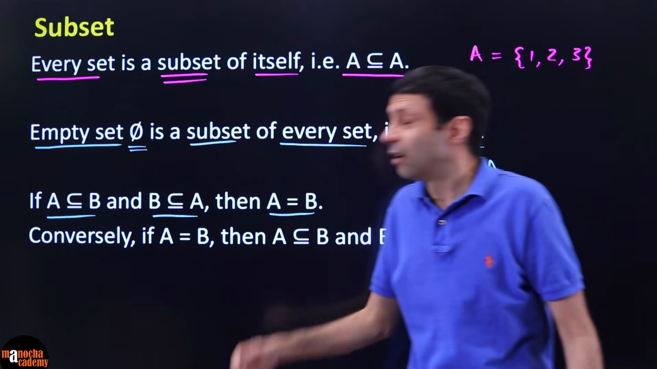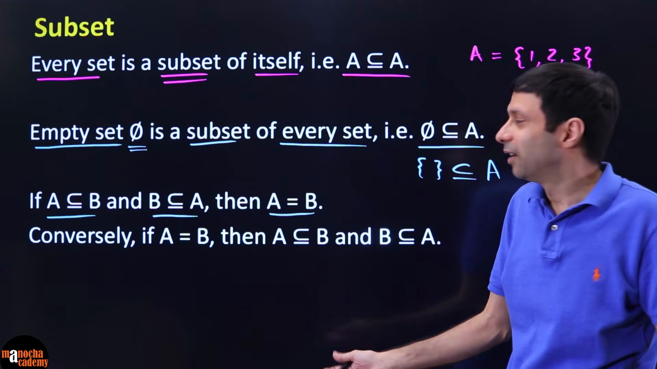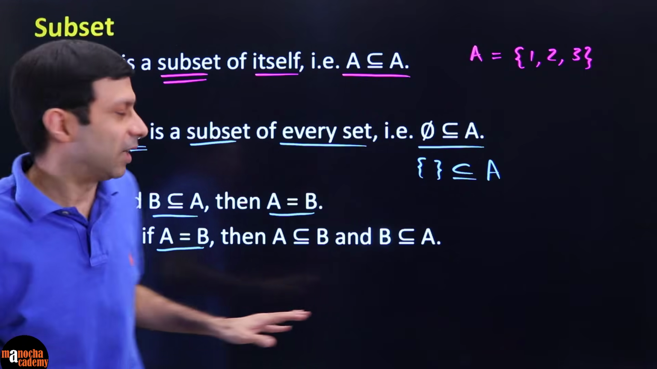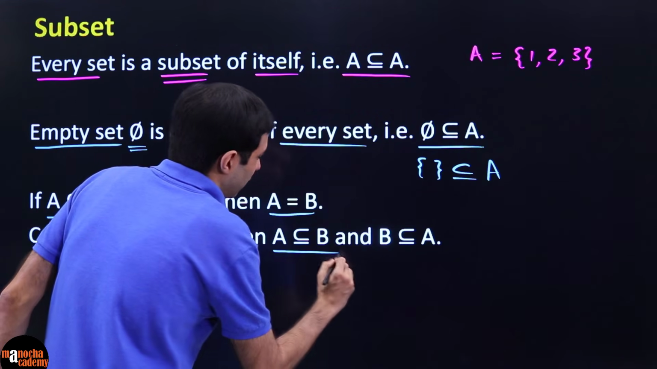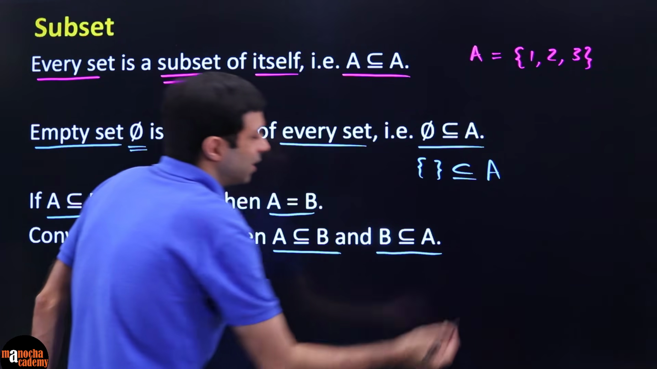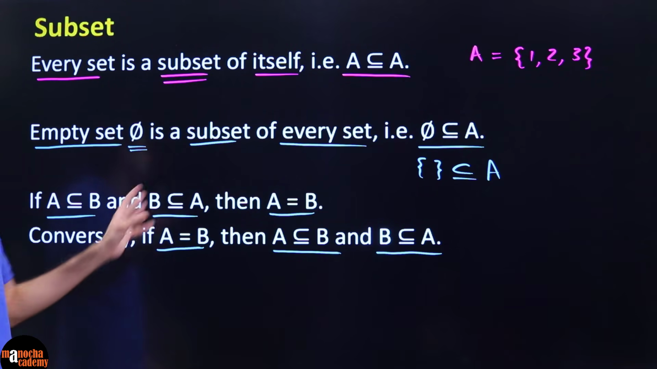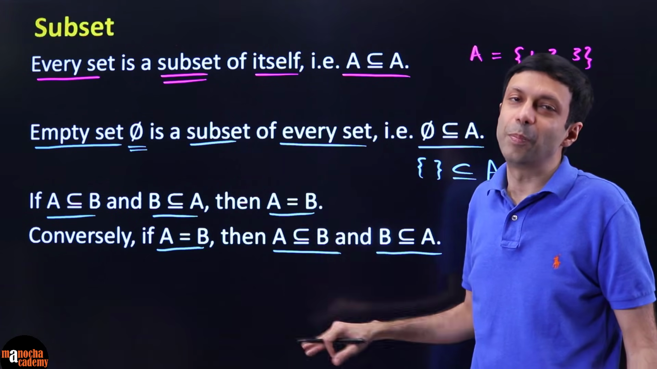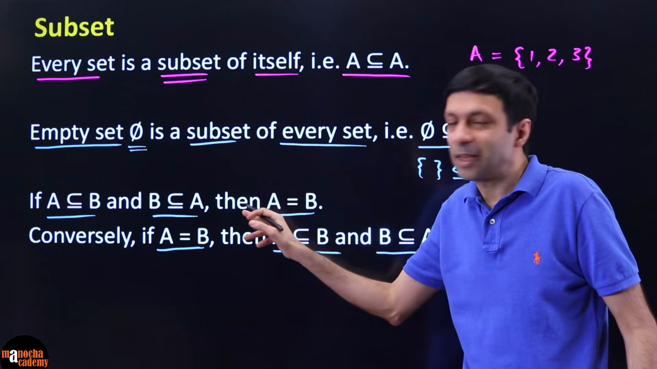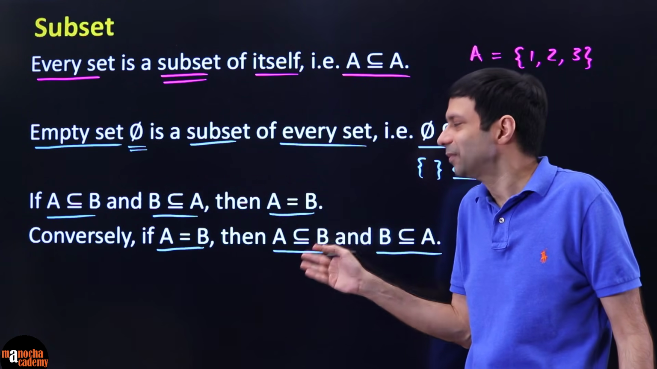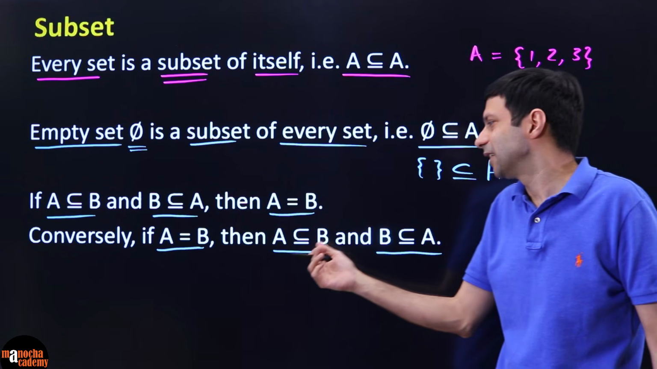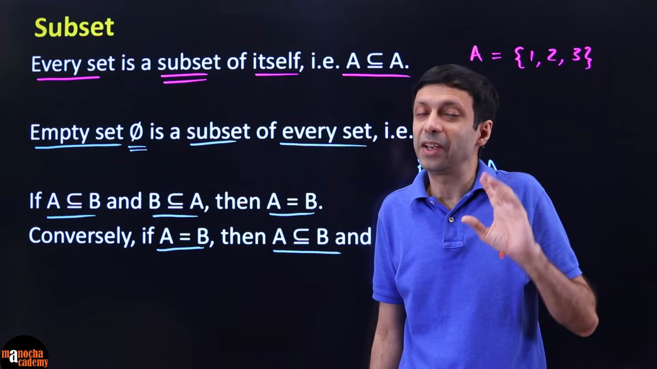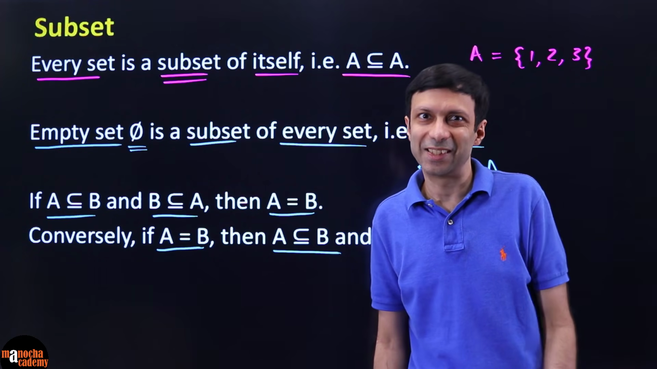Clear? Now the opposite. If A is equal to B, then we can tell these two fighting guys that, hey, you guys are equal. So we can say A is a subset of B and B is a subset of A. Conversely, it means the opposite. So you can see that both these statements are sort of opposite of each other. A is a subset of B and B is a subset of A, that means they are equal. Similarly, if they are equal, then A is a subset of B and B is a subset of A. These are some very important points which sometimes we tend to forget. So please make a note of these.